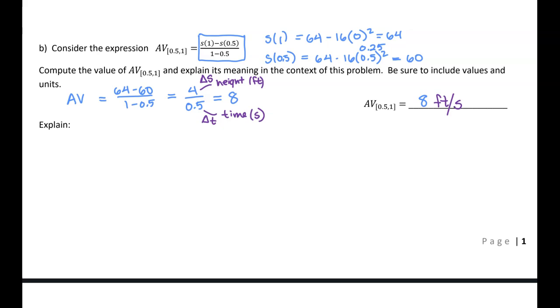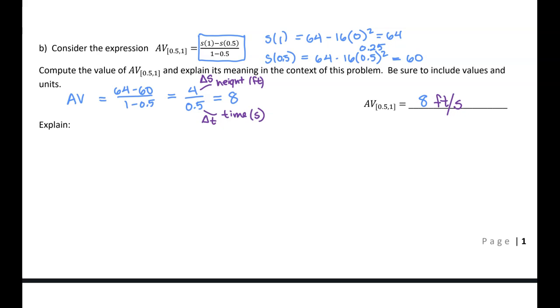So what we really learned is that 8 feet per second is the average velocity. I would say from t equals 0.5 to t equals 1, the height increases by an average of 8 feet per second, or the average velocity of the ball is 8 feet per second.